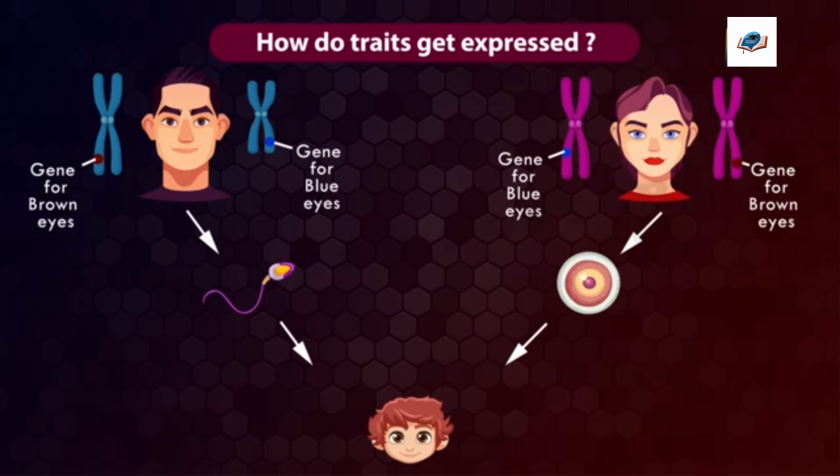Normally, our cells have two sets of chromosomes, but when gametes are formed, only one set of chromosomes is transferred to them, because gametes are haploid in nature. So out of the two alternative genes for a specific character, only one enters the gamete. When this gamete fuses with the other gamete, then they get the pair of genes for that character.